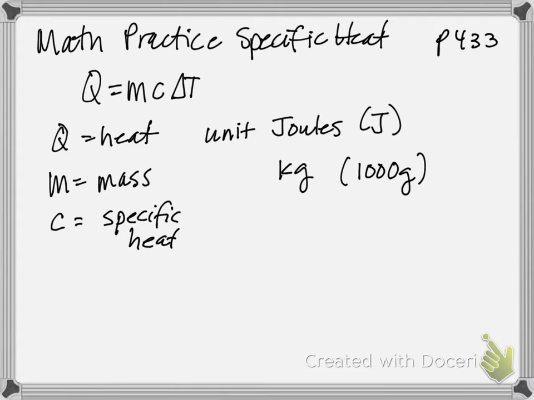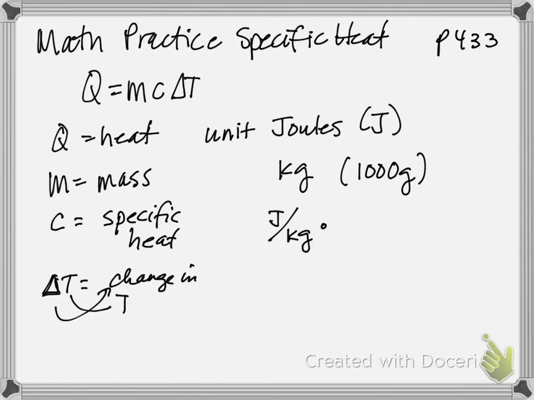Now, the units for specific heat are a little bit weird, but if you just write them down and just use them, it's fine. It's joules over kilogram degree. So I'll show you how that works out in a minute. The last player here is delta T. Now the delta, that's a Greek letter delta, this triangle here. Delta always means a change in, and then our T means temperature. Okay, so not the beginning temperature, not the final temperature, but the change in temperature.